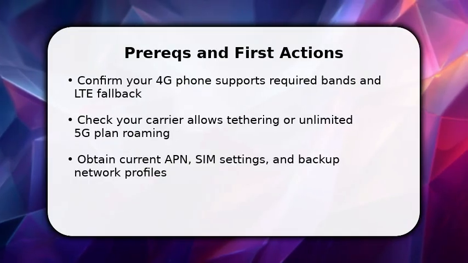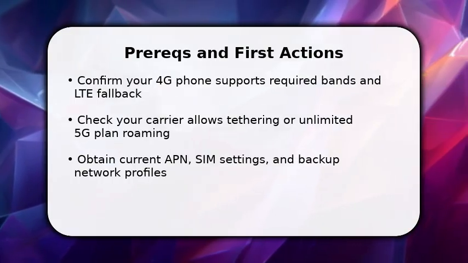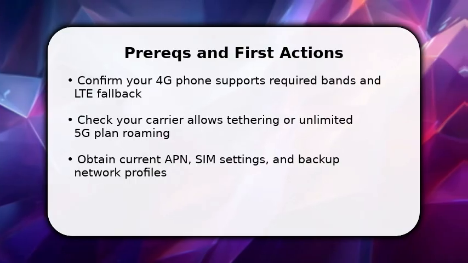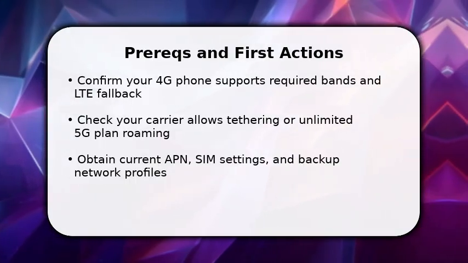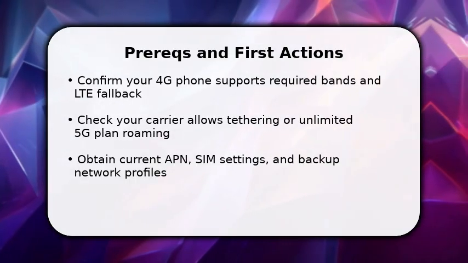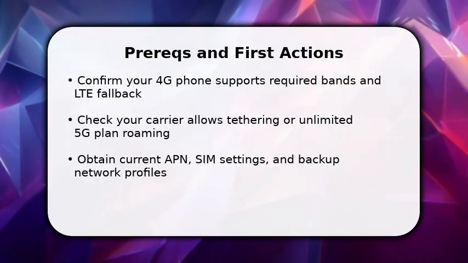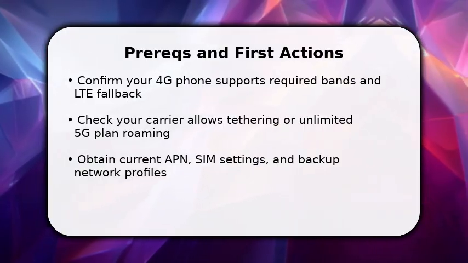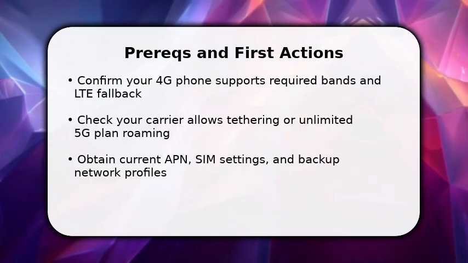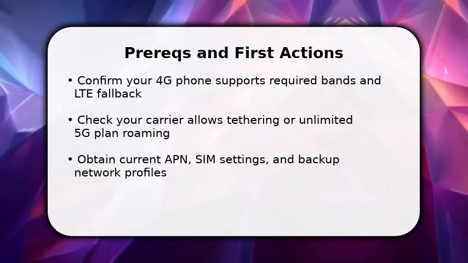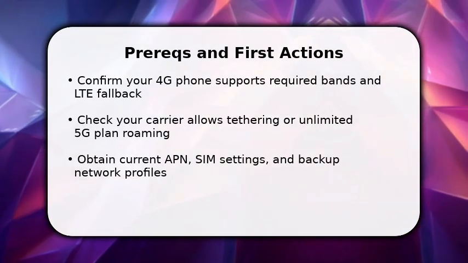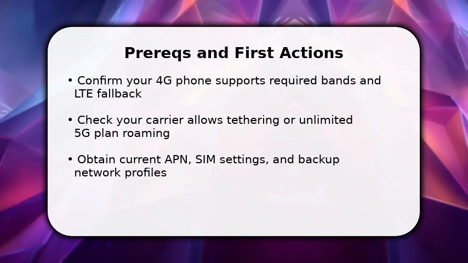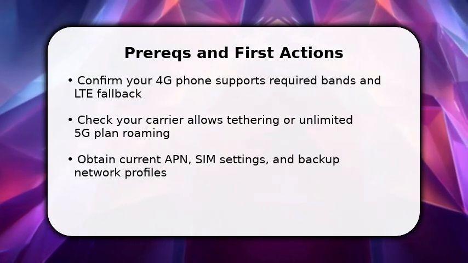You start by verifying hardware and plan compatibility. Make sure your 4G phone supports the carrier bands used in the 5G footprint and that your account allows data access. Next, back up current APN and network profiles so you can revert. Once done, insert the active SIM and reboot into the carrier network. Watch signal indicators and note LTE or 5G icon behavior. This sets a clean baseline, so subsequent tweaks target the right settings without guesswork.